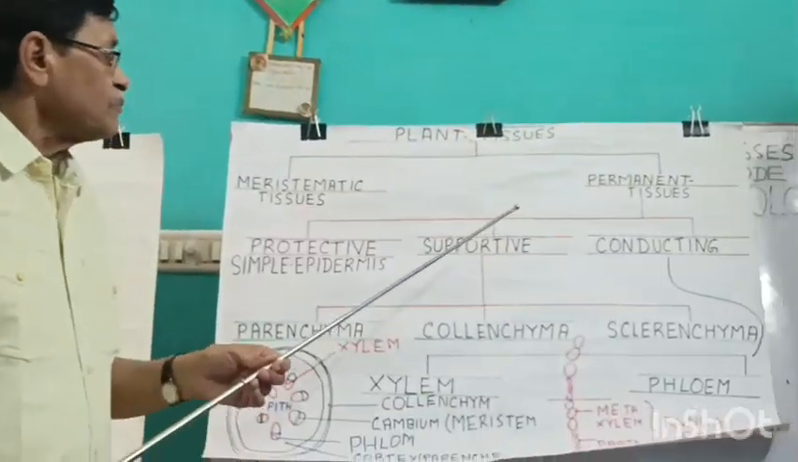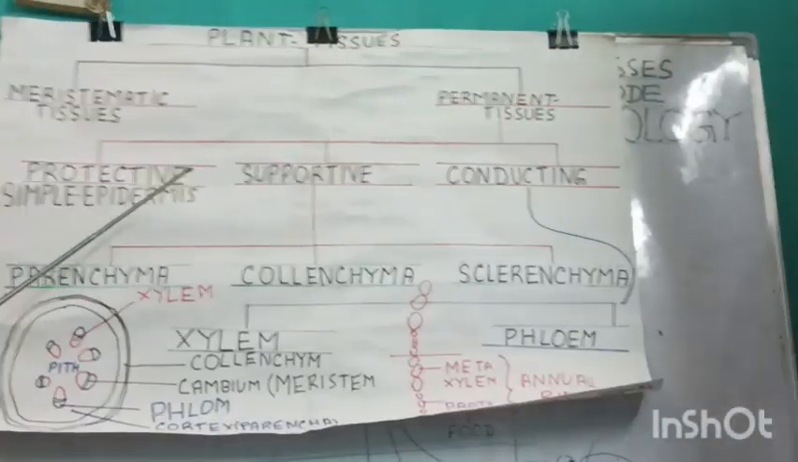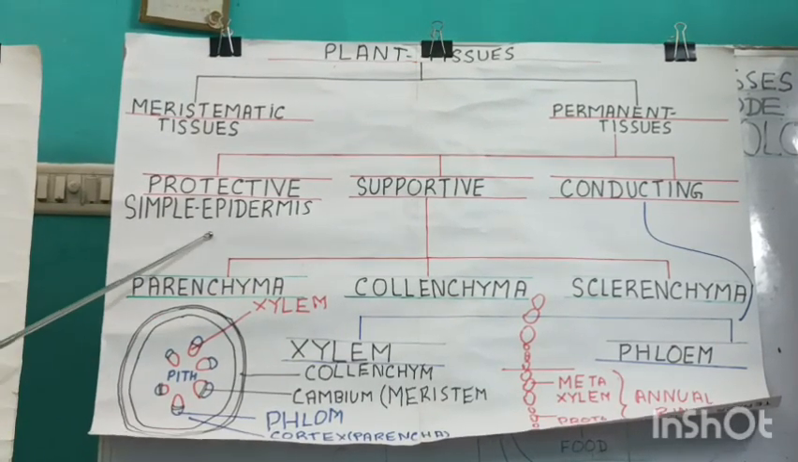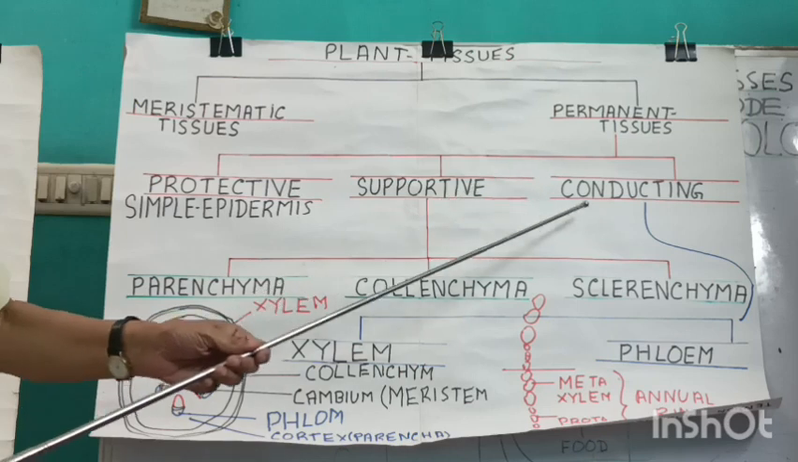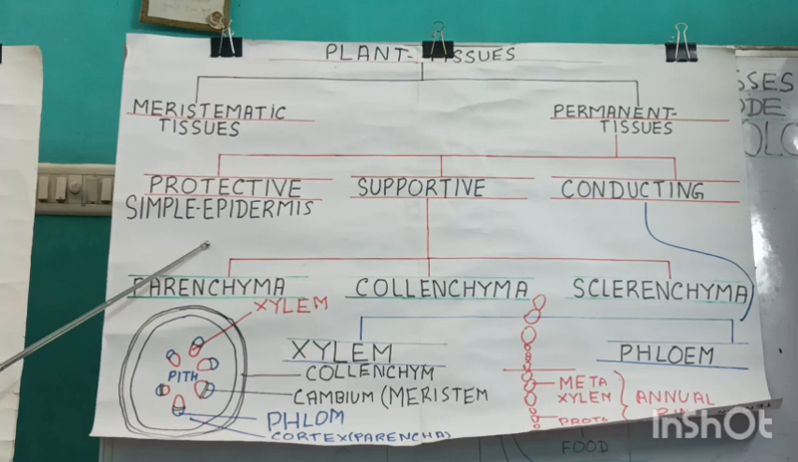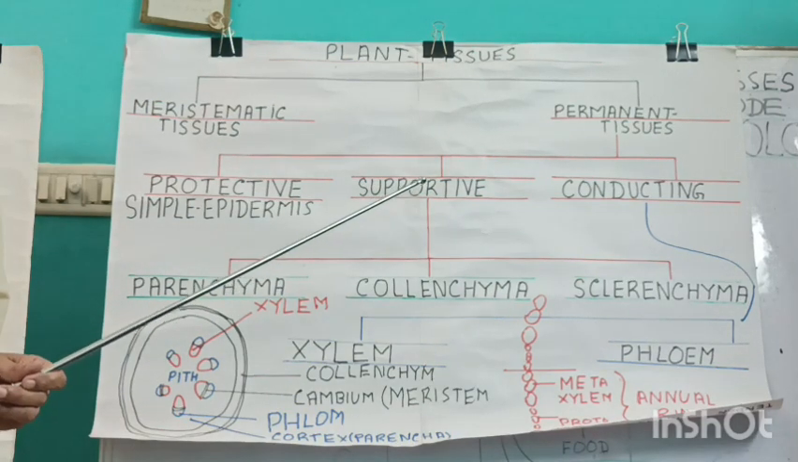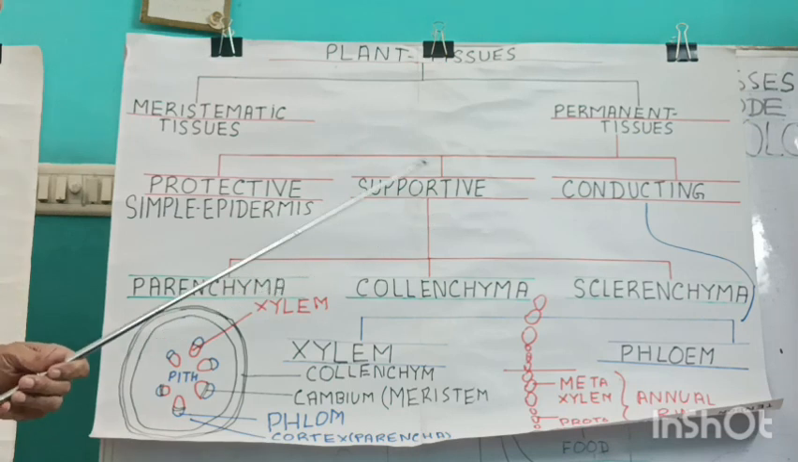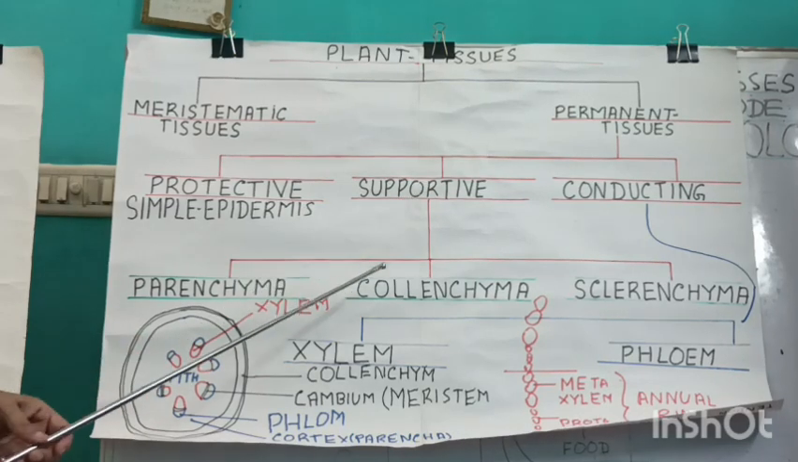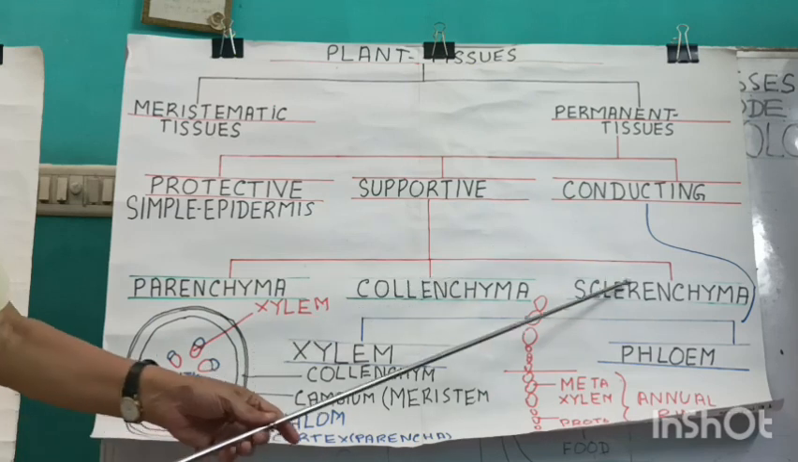And permanent tissues, on the basis of their function, can be divided into three types: protective, supportive and conductive. Protective tissue is just for protection, for example, simple epidermis, the outermost covering of the stem, root or the plant body. Supportive tissues are of three types: parenchyma, collenchyma and sclerenchyma.